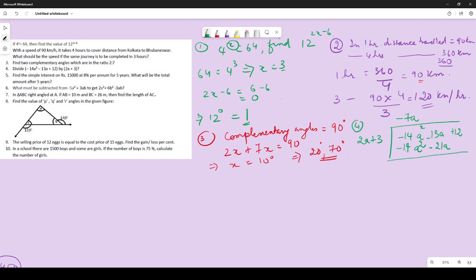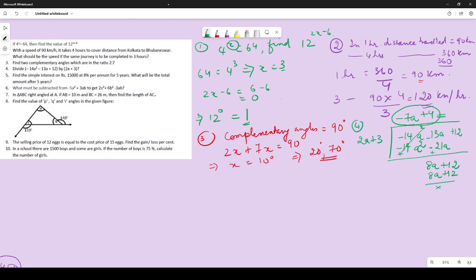Now remember, all the numbers that are in the second line, their signs will change. So when the signs change, this gets cancelled out, and 21 minus 13 gives us 8a plus 12. Now this 2a, we need to change it into 8a. So what we do is we multiply it by 4 and we get 8a plus 12, right? So the quotient is minus 7a plus 4. This will be your answer.